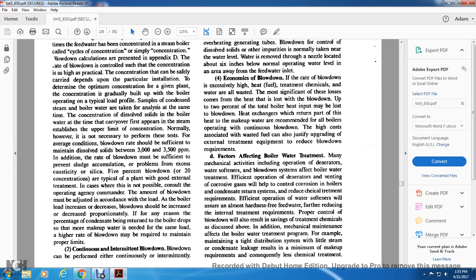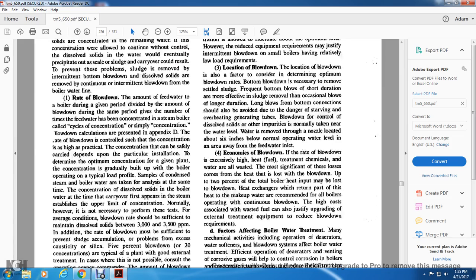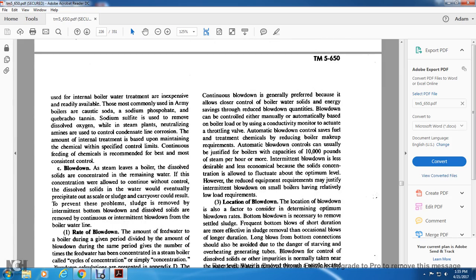Continuous and intermittent blowdown. Blowdown can be performed either continuously or intermittently. Continuous blowdown is generally preferred because it allows closer control of the boiler water solids and energy saving through reduced blowdown quantities. Blowdown can be controlled either manually or automatically based on boiler load by using conductivity monitoring, actuating a throttling valve. The automatic blowdown control saves valuable treatment chemicals and reduces boiler makeup requirements. Automatic blowdown controls can also be justified for boilers with capacities of 10,000 pounds of steam per hour or more.